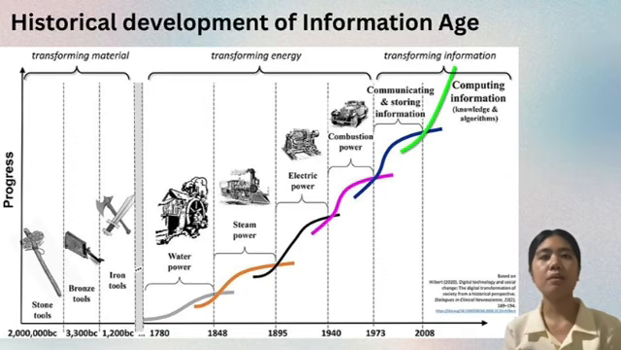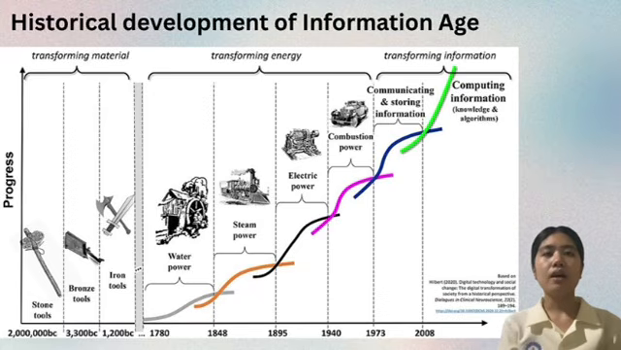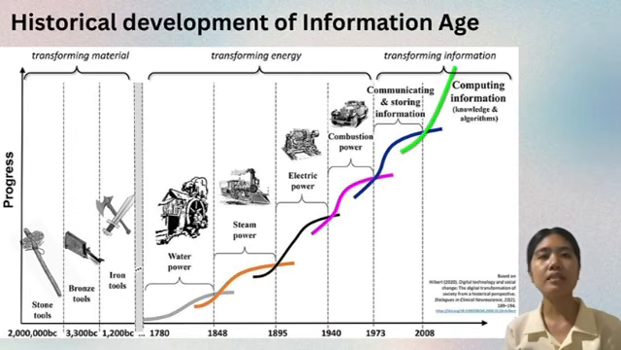Next is electric power, 1895. Electricity brought light, heat, and power into homes and factories, completely changing daily life. The last one is combustion power, 1940. Engines fueled by gas and oil gave rise to cars, airplanes, and modern transportation.